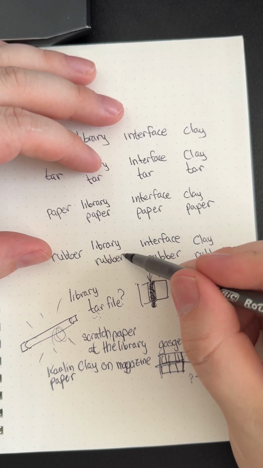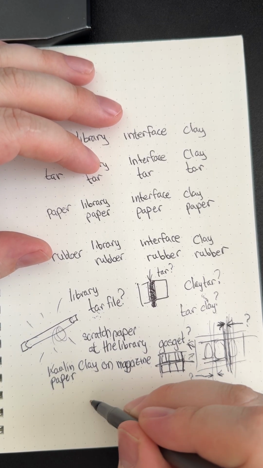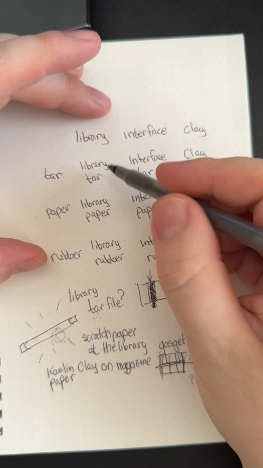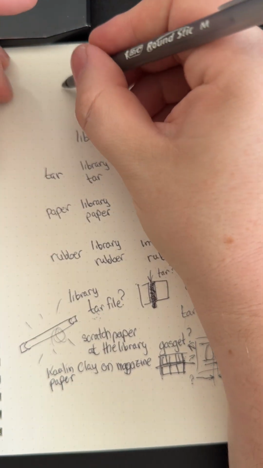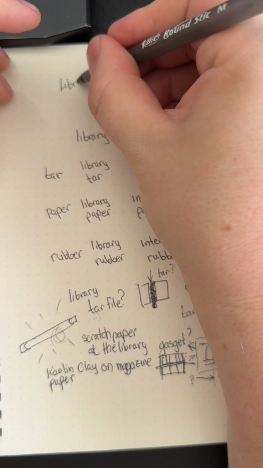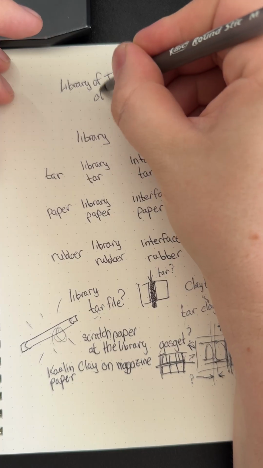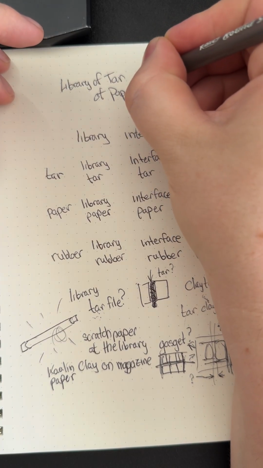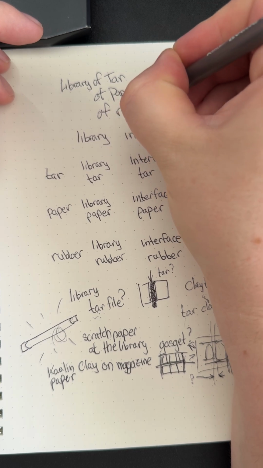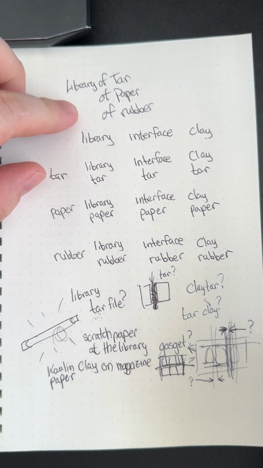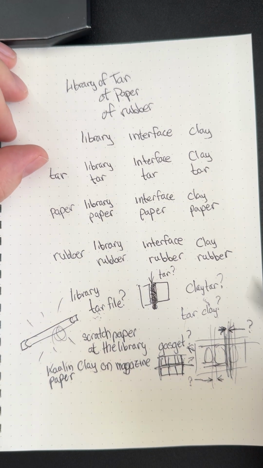Rubber library, paper library, tar library. All of those backwards, you would have a library of tar, of paper, of rubber. You can have physical media libraries, so those would all be neat.